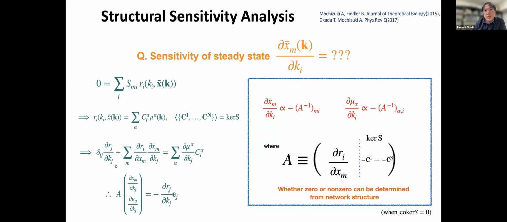And this equation can be rewritten like this using the matrix A. So A times the sensitivity vector is proportional to the unit vector. So the sensitivity vector is given by minus the inverse of matrix A. Okay, I think the argument is very easy.